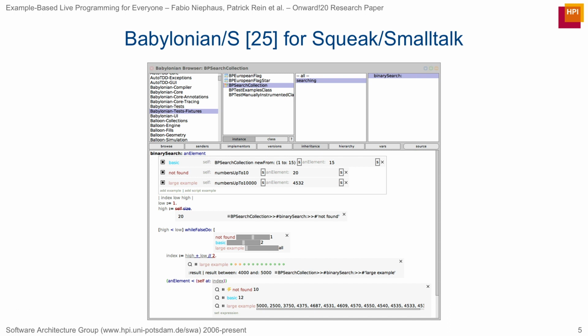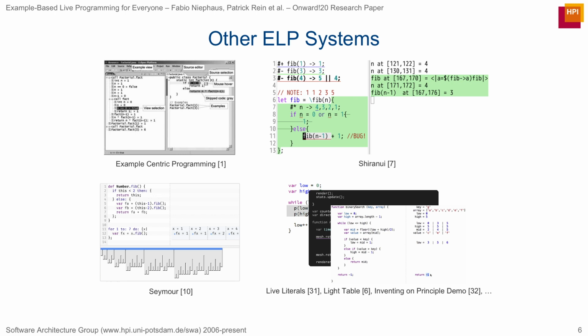Here's another screenshot of a different system. This is Babylonian S, which we are currently working on, and it's integrated into a Squeak Smalltalk programming environment. And of course, there are many other ELP systems that we have also mentioned in our paper. So let's get to our motivation.